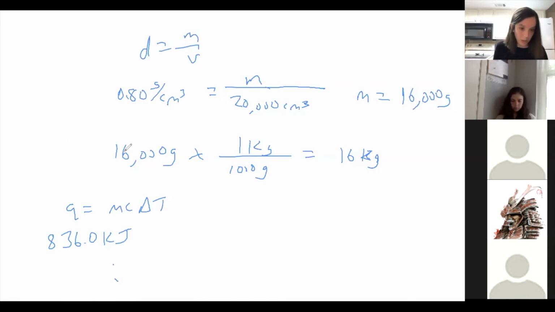Oh, one last thing. I didn't even realize this, but this is in kilojoules, and you want it to be in joules because the heat capacity unit is in joules. So this should be converted to joules. We'll go ahead and just do that right now. So there are 1,000 joules in 1 kilojoule.